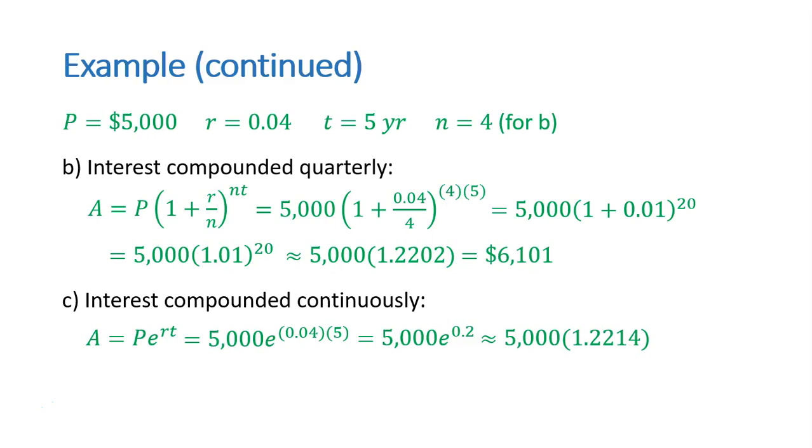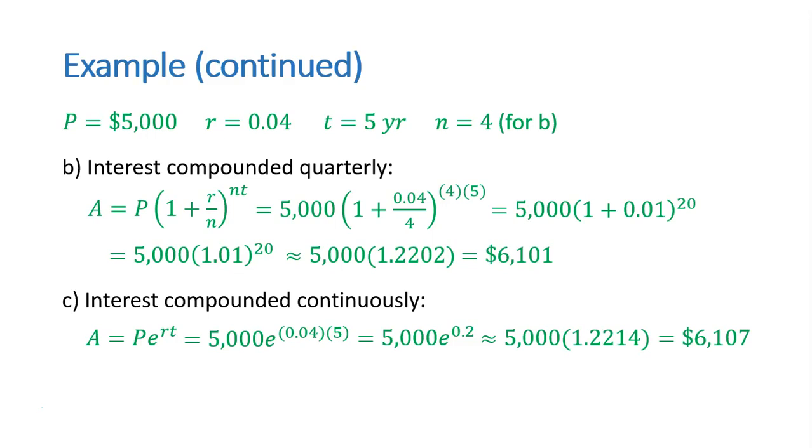Then we multiply by 5,000 and we get roughly $6,107. So there's a slight difference between this amount and the amount for compounding quarterly. It's not much, but it is higher. And this is because we're compounding continuously. Continuous compounding will always generate the highest amount of interest possible.